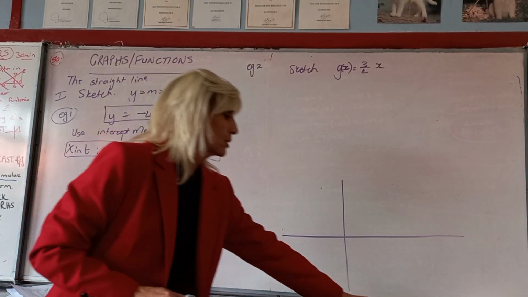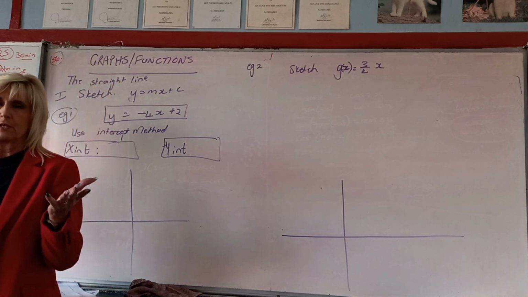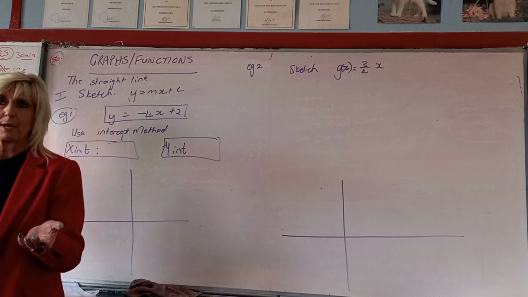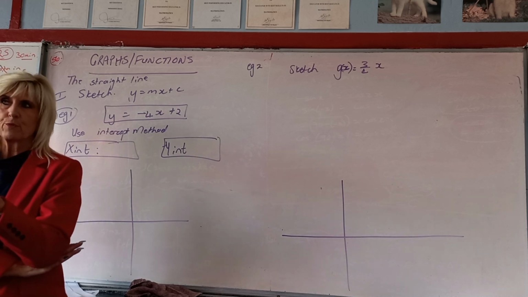So our last section for the June exam in algebra is graphs, and it's a huge section. That'll be around about 40 marks of the 100 for your first paper. So the graphs contain all of the graphs from grade 10.